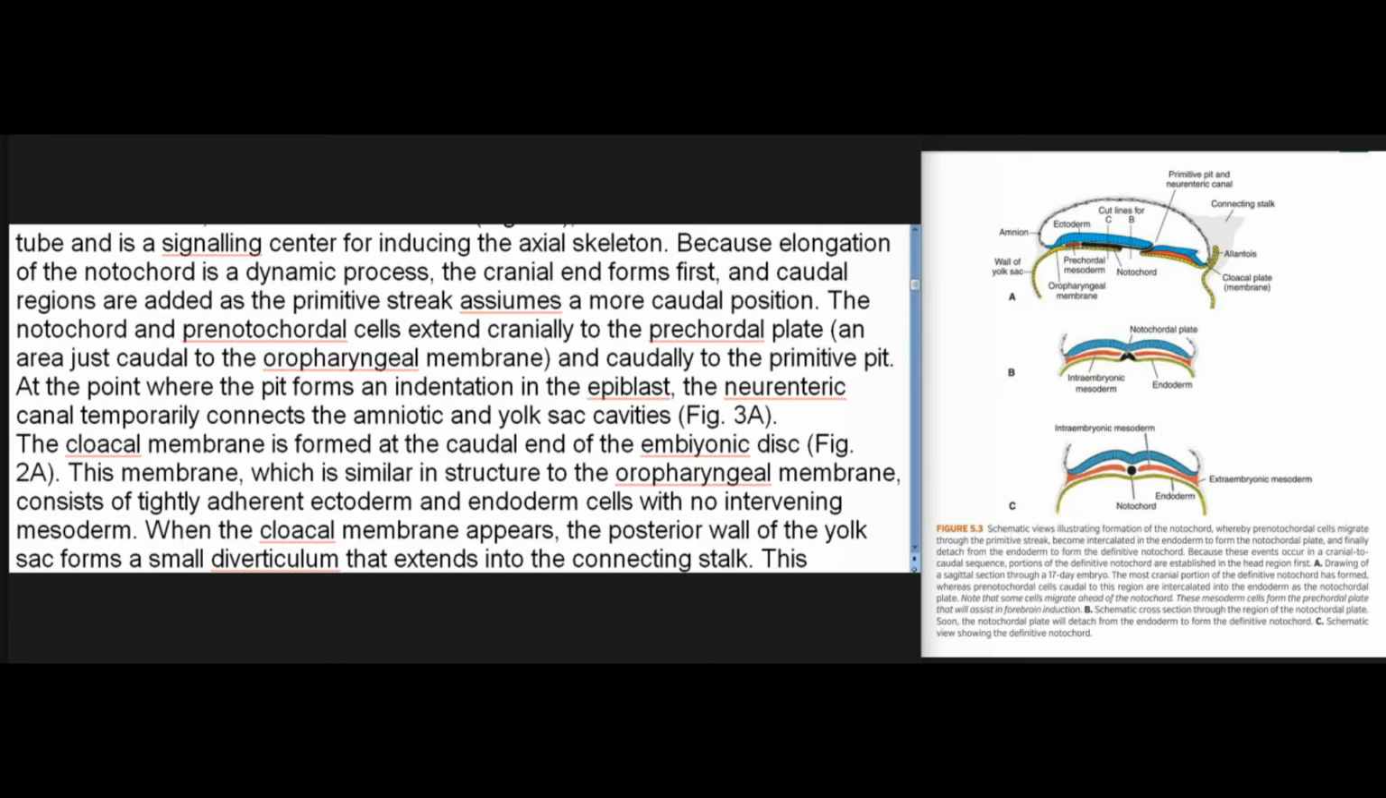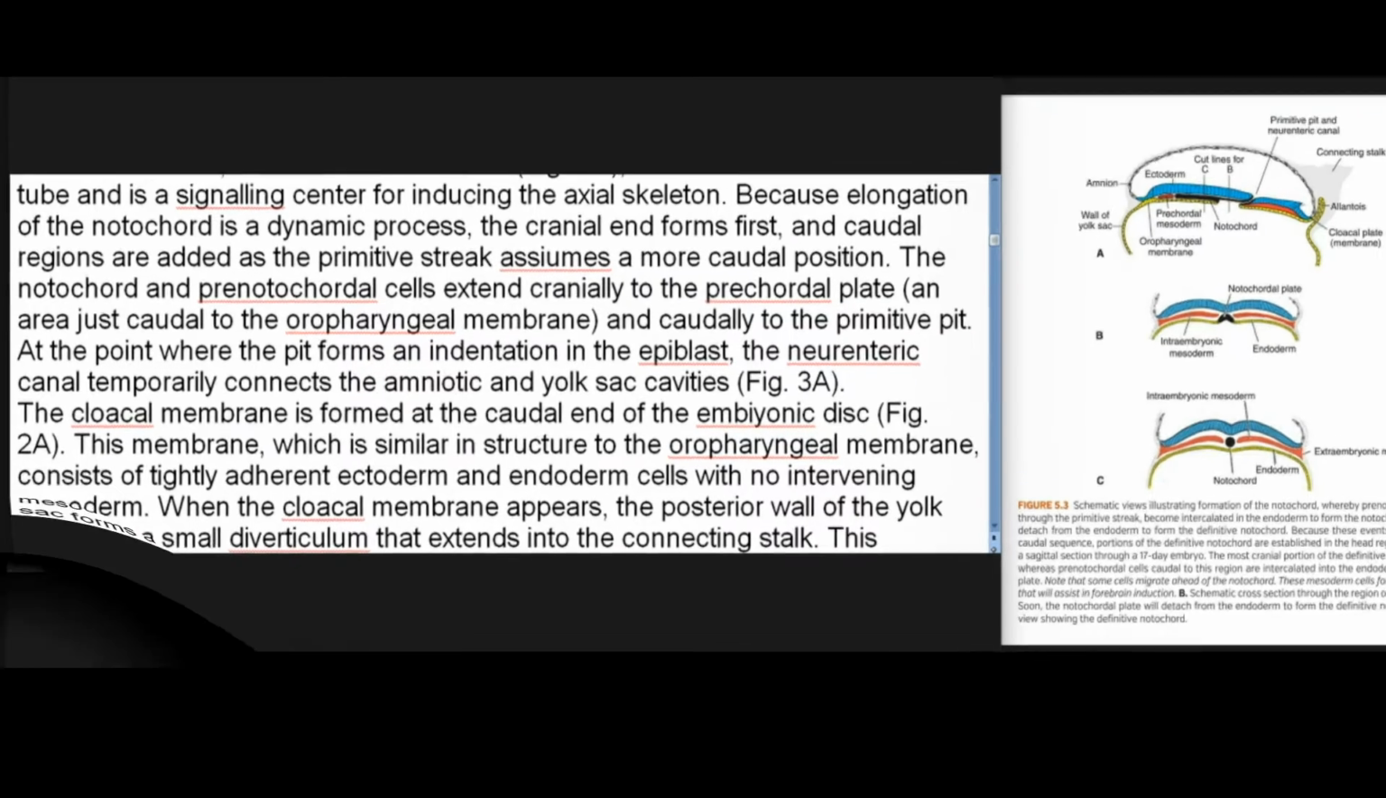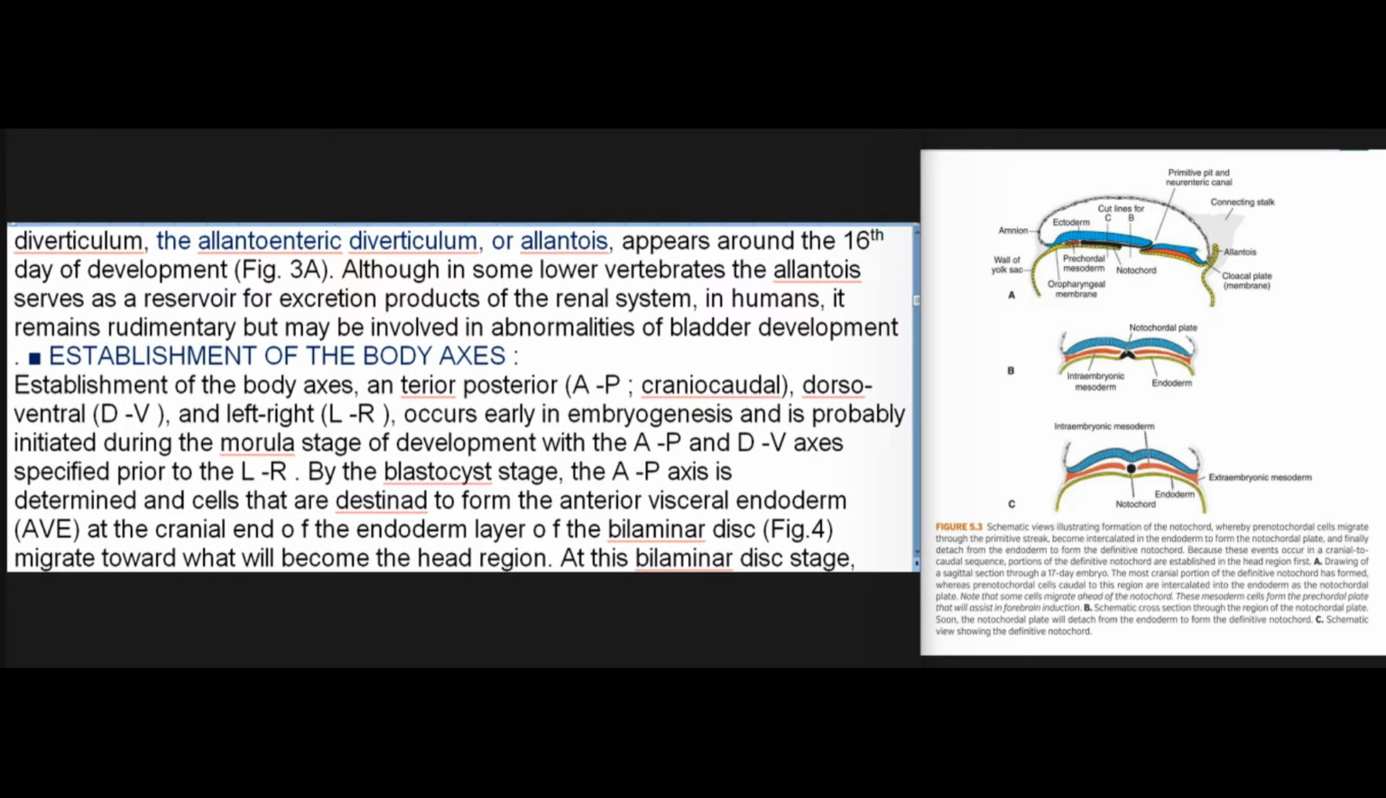The cloacal membrane is formed at the caudal end of the embryonic disc, Fig. 2a. This membrane, which is similar in structure to the oropharyngeal membrane, consists of tightly adherent ectoderm and endoderm cells with no intervening mesoderm. When the cloacal membrane appears, the posterior wall of the yolk sac forms a small diverticulum that extends into the connecting stalk. This diverticulum, the allantoenteric diverticulum, or allantois, appears around the 16th day of development, Fig. 3a. Although in some lower vertebrates the allantois serves as a reservoir for excretion products of the renal system, in humans, it remains rudimentary but may be involved in abnormalities of bladder development.